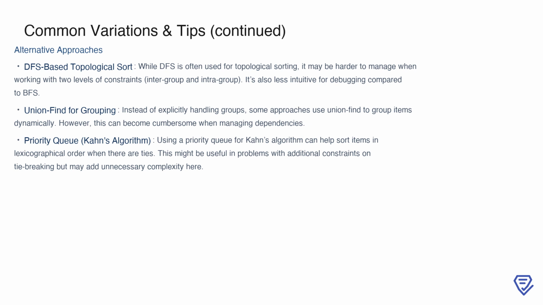Finally, some solutions use a priority queue with Kahn's algorithm to handle topological sorting. This can be particularly useful for tie-breaking scenarios where lexicographical order matters. However, in this problem, adding such complexity may not be necessary and could complicate your implementation. It's important to weigh these alternatives carefully and choose the one that best aligns with the problem requirements and constraints.